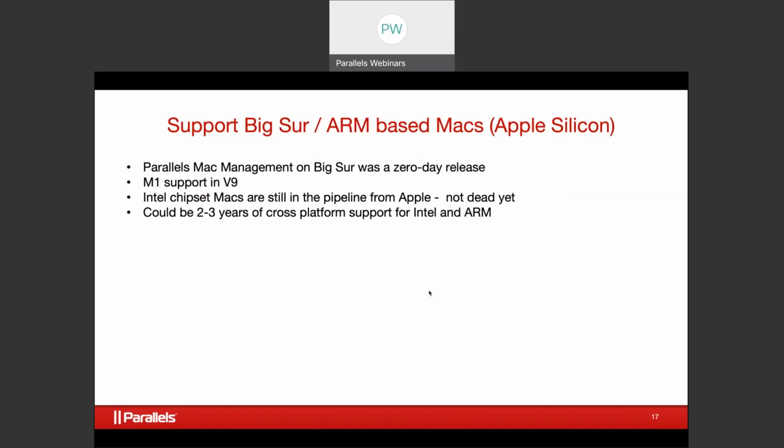M1 support came in V9. So if you have M1 devices, we fully support that with our agent and are able to manage it. Intel chipset on Macs are still in the pipeline, probably starting to wane, right? We're starting to get to the end of those Intel chipsets, but they're still there. So it's not dead, right? So M1 is the big thing.